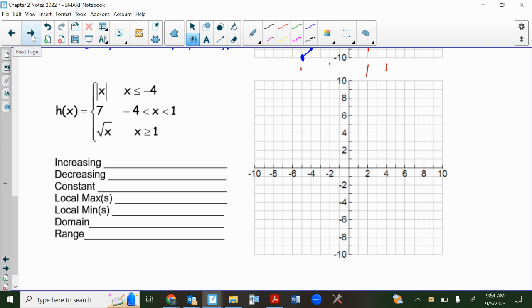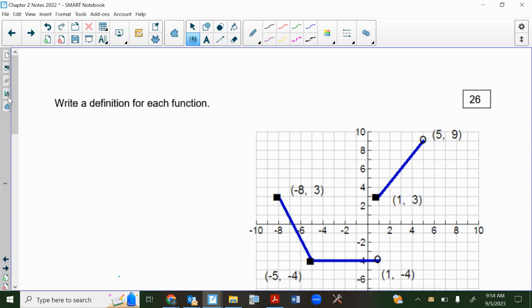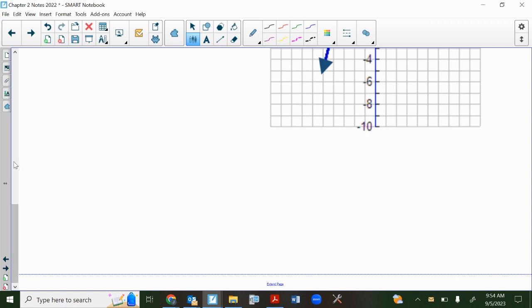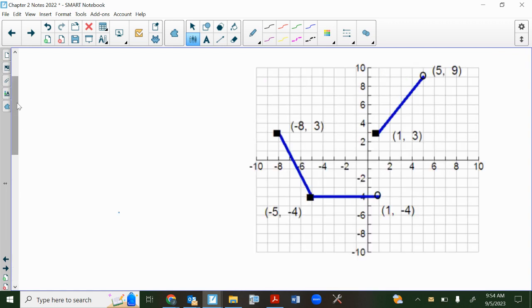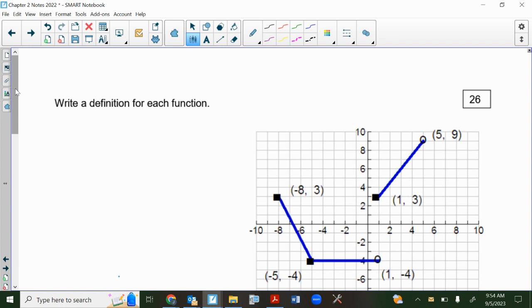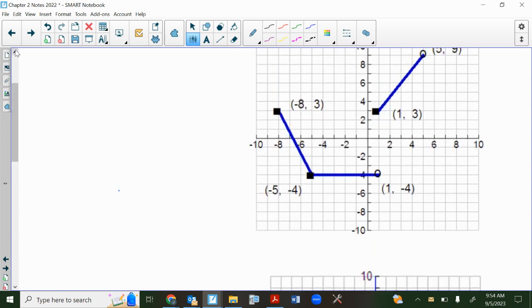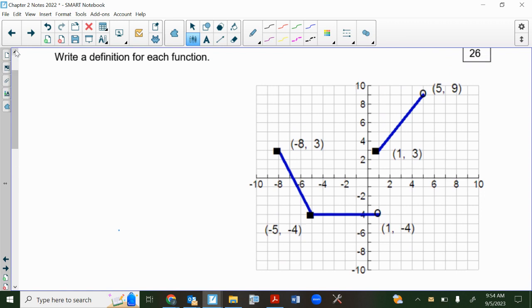Okay. And now let's go to the next page, which is now working backwards. So we have two graphs here, I believe. Yep, two of them. And I want you to write, it says write the definition for each function, which literally just means write the function. Okay. So when we look at this, I'm going to start by saying f of x equals, and then have squiggly brackets.